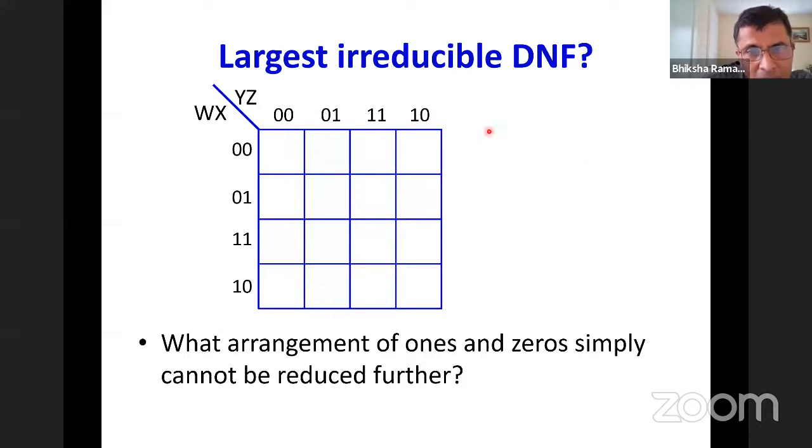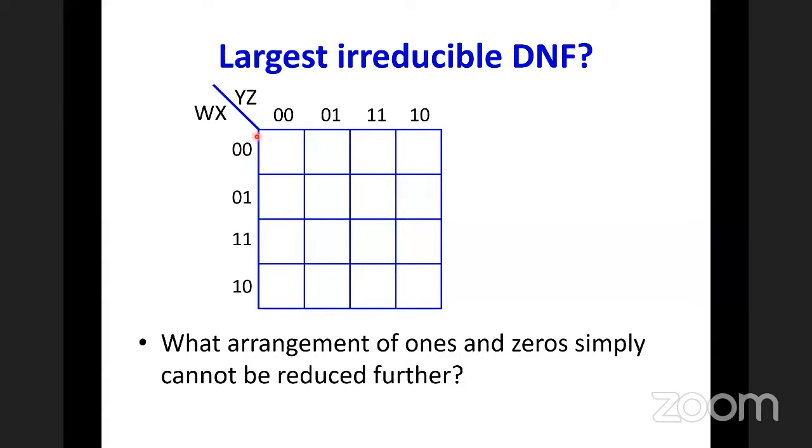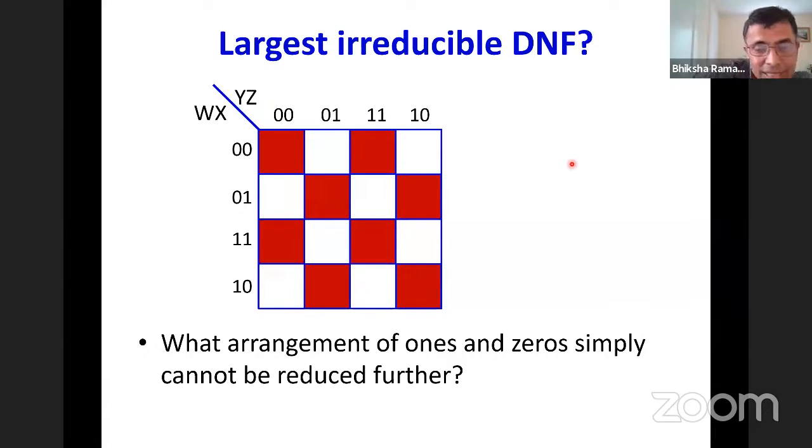But then, what arrangement of ones and zeros over here simply cannot be reduced by grouping? Does anybody want to give me a guess? Anyone? Nobody? Hey, this is an easy question. Yes, I see one. I can't hear you. A chessboard? Pardon me? A chessboard, exactly, right? This guy, because there are no neighbors.